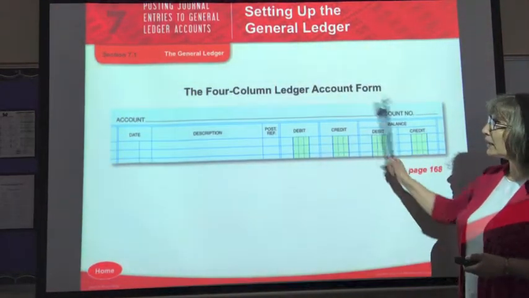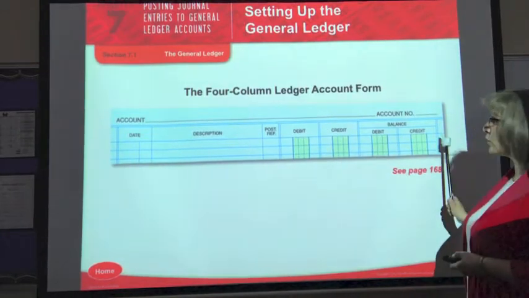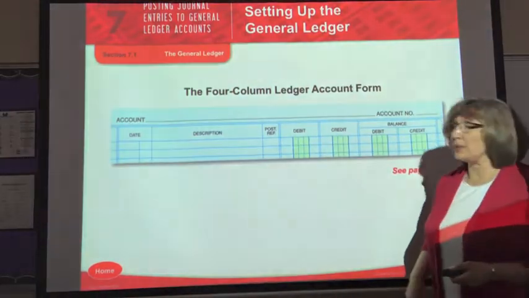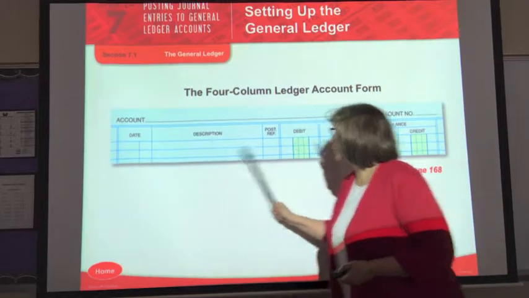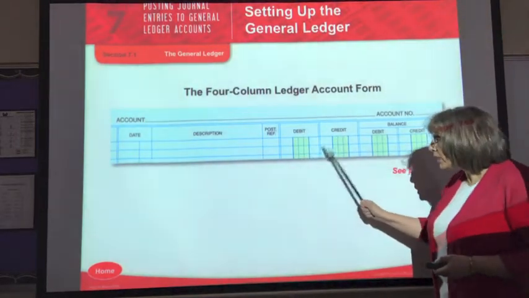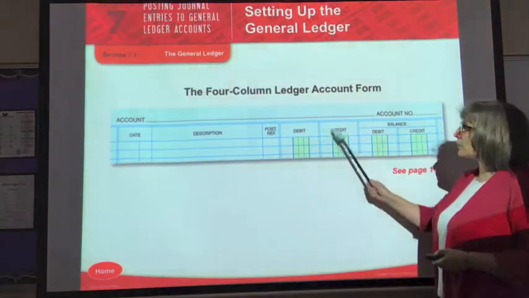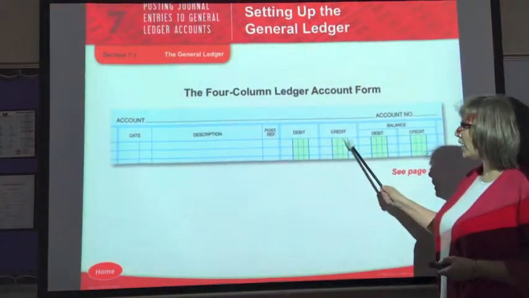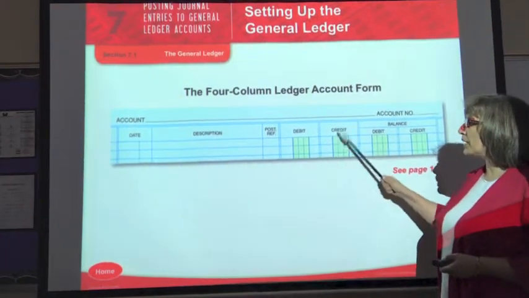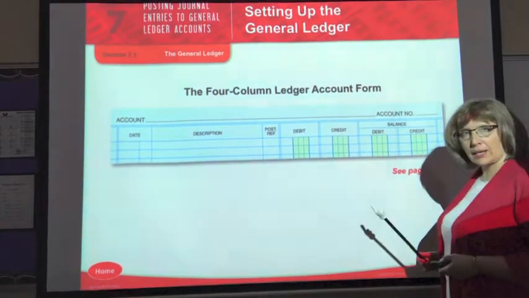This is what a 4-column ledger account form would look like. And some of you may be saying, but there's 1, 2, 3, 4, 5, 6, 7, 8, 9, 10, 11, etc. columns. That's not what they're referring to. Rather, they're referring to these debit and credit columns. Any place where we would be recording dollar amounts.